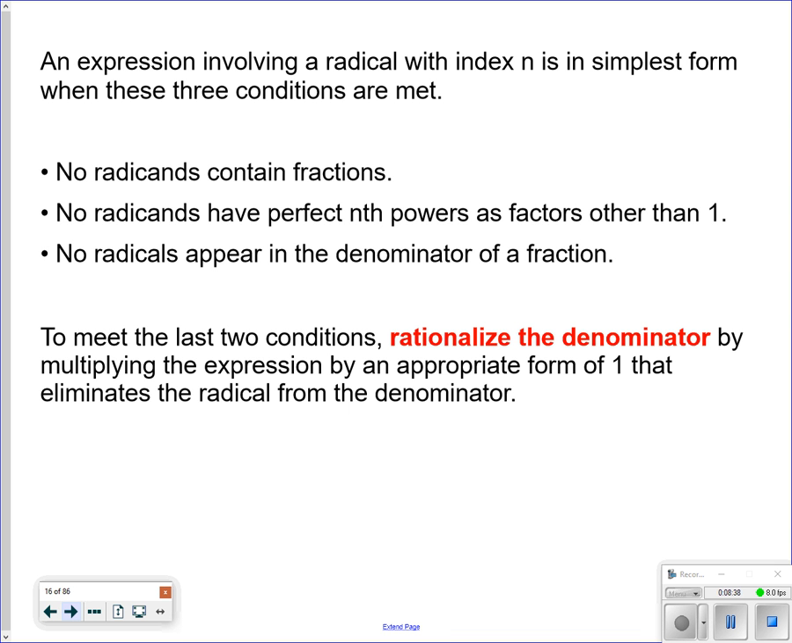An expression involving radicals with index n is in simplest form when the following 3 conditions are met. No radicands contain fractions. No radicands have perfect nth root powers or factors other than 1. And no radicals appear in the denominator of a fraction. To meet the last 2, you have to do what's called rationalize the denominator by multiplying the expression by the appropriate form of 1 that eliminates the radical from the denominator.